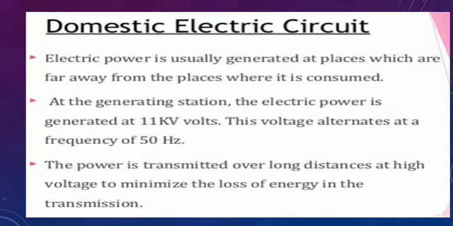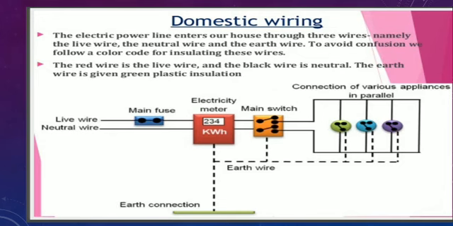Now see this circuit. This is the simple domestic wiring circuit. See the first point. The electric power line enters our house through three wires, namely the live wire, neutral wire, and the earth wire. To avoid confusion, we follow a color code for insulating these wires. So all the electric circuits use color-coded wires.